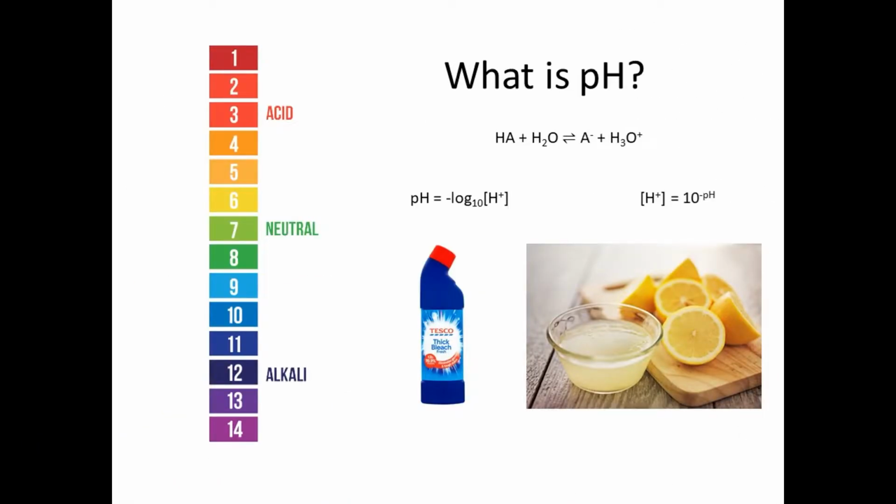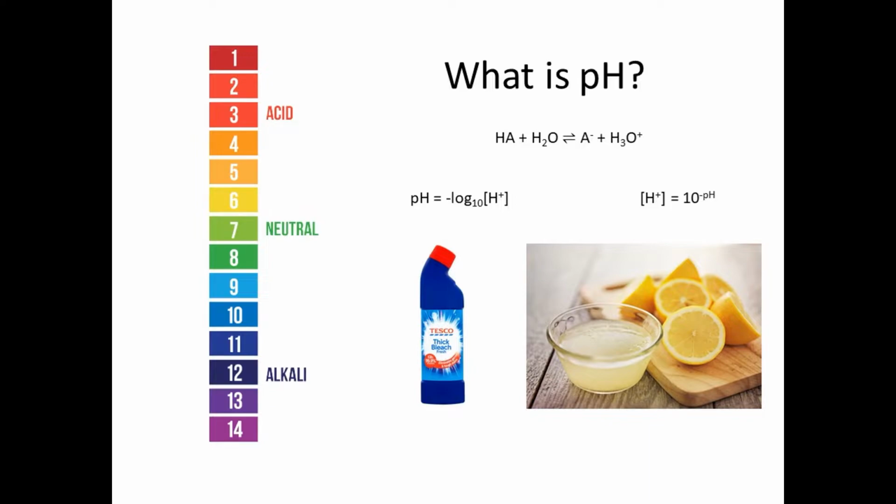So what is pH? pH is a measure of how acidic a solution is through the concentration of hydronium ions. However, people typically shorten this to the concentration of H+ ions. To calculate pH, you must take the negative logarithm to the base 10 of the concentration of H+ ions.